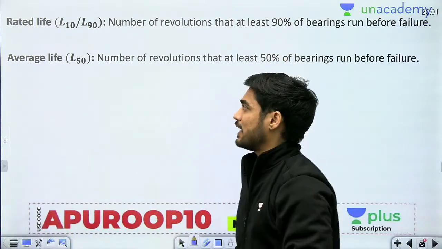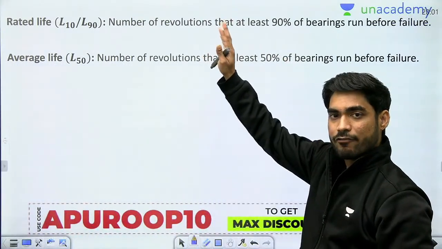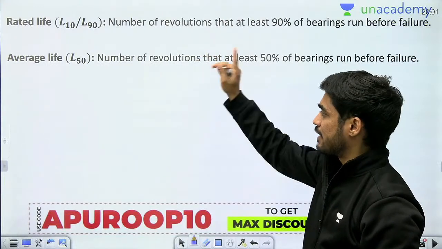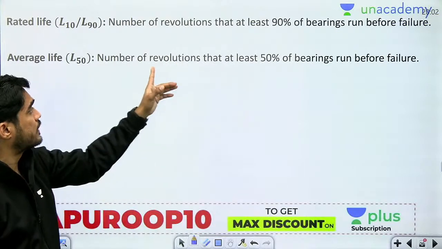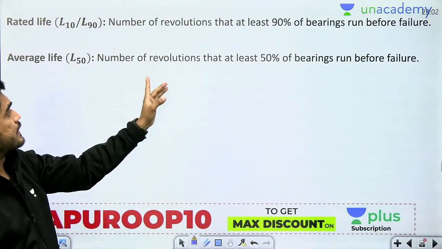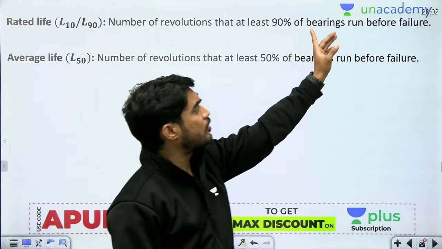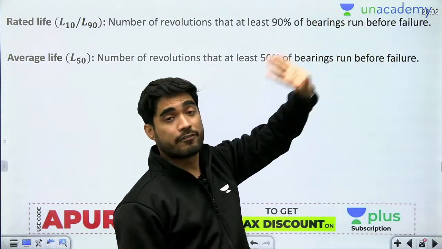Okay, now understand the definition of rated and average life. Rated life means the life in million revolutions that at least 90% of bearings will run before failure.